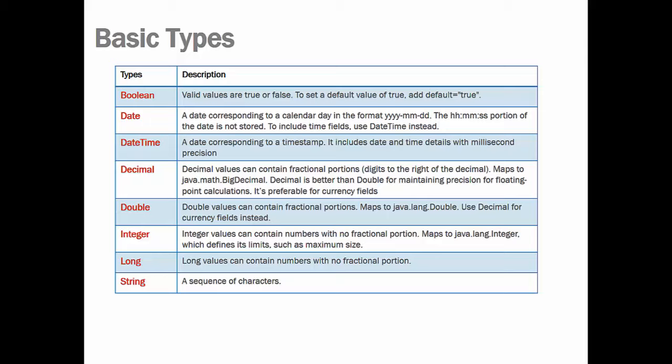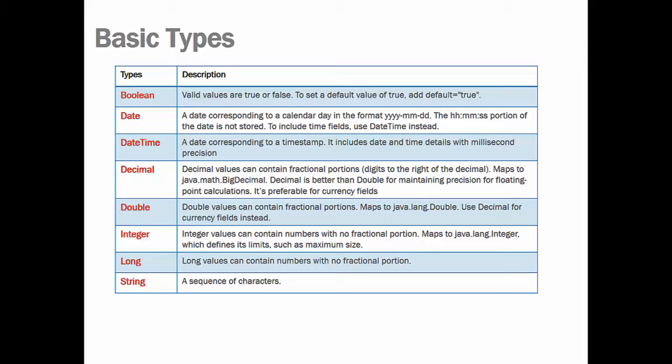We all definitely know what a date is. But did you know that the type requires a specific format? It's YYYY-MM-DD, which is year, month, and date. The HHMMSS portion, which means hour, minutes, and seconds, is not stored. So essentially, it's just the date portion without time. Now there's another one right below that, which is the date and time, that corresponds to a timestamp that does have the date and time included.